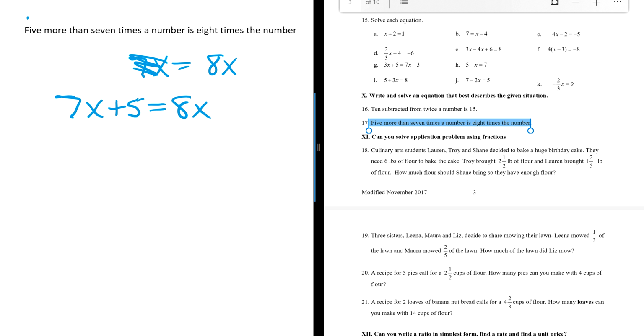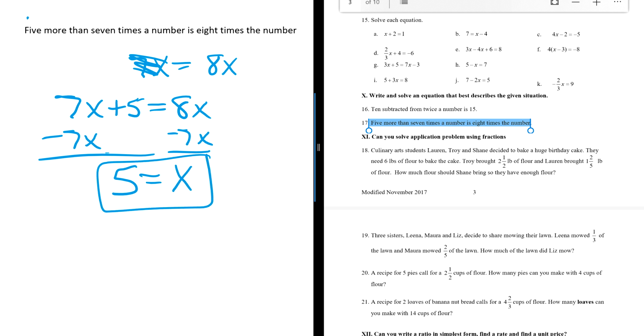Okay, so I'm going to subtract 7x from both sides because I want x to be positive and equal to a number. So this is 0. I'm going to bring down the 5, and 8x minus 7x is 1x. So x equals 5. And that's my solution for that problem.